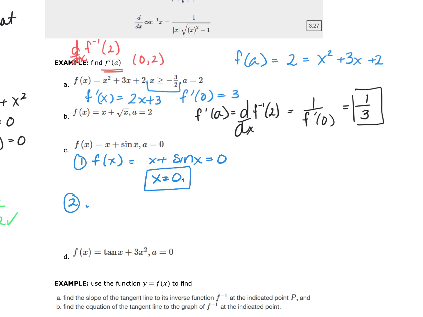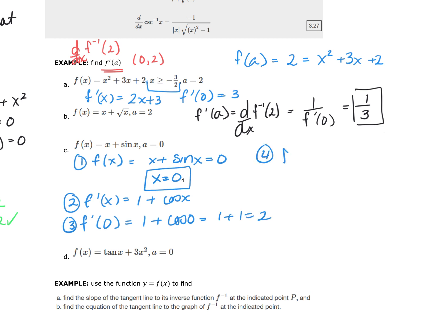Now my second part is f prime of x. So this is going to be 1 plus the cosine of x. Third thing I'm going to do is f prime of my 0, which is going to be 1 plus the cosine of 0, which is going to be 1 plus 1, which is 2. The next thing I'm going to do is find d/dx of f inverse of 0, which is equal to 1 over f prime of 0, which happens to be 1/2. And that is my final answer.